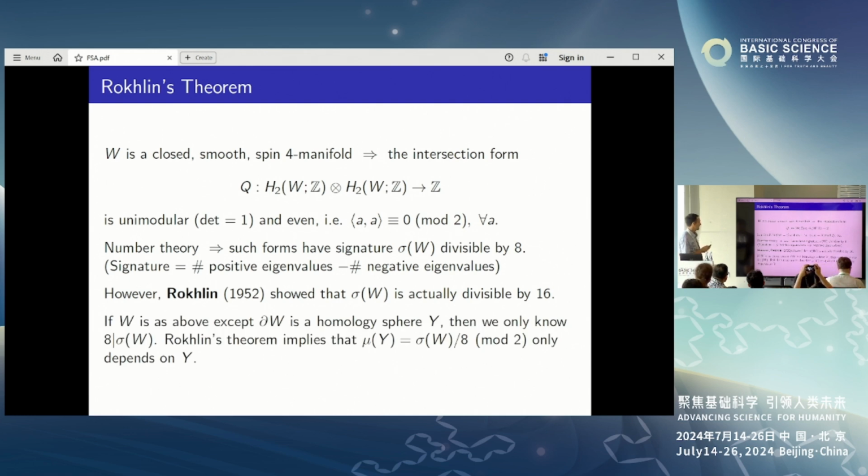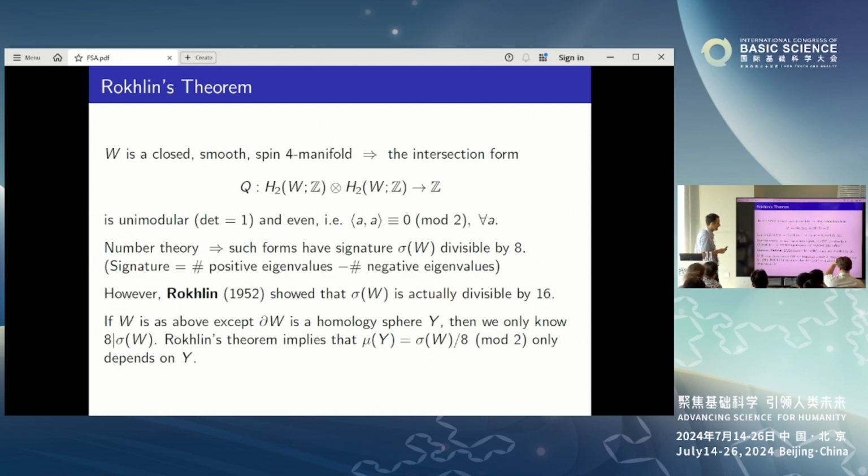Okay, so now if W is as above, but instead of being closed, the boundary is a homology sphere. So you have some boundary, which is a homology sphere. Then you still have an even form, and number theory tells you that the signature is divisible by 8. But now the signature could or could not be divisible by 16. What you know is that sigma over 8 mod 2 doesn't depend on W, it just depends on Y, on the boundary. And that comes out of Rokhlin's theorem, because if you had two different four-manifolds with the same boundary Y, you could put them together and the signatures add up and the sum is divisible by 16.